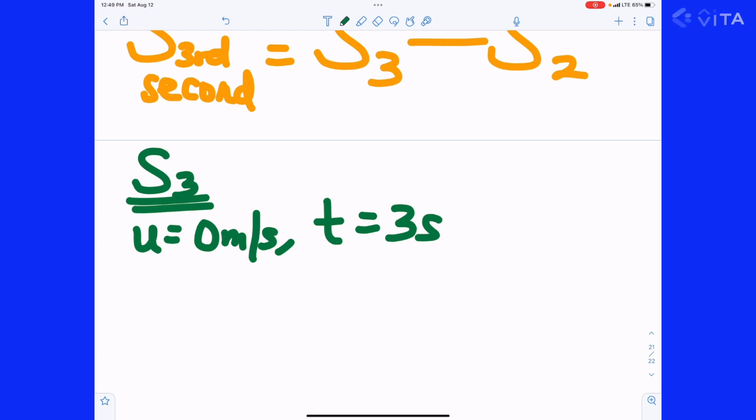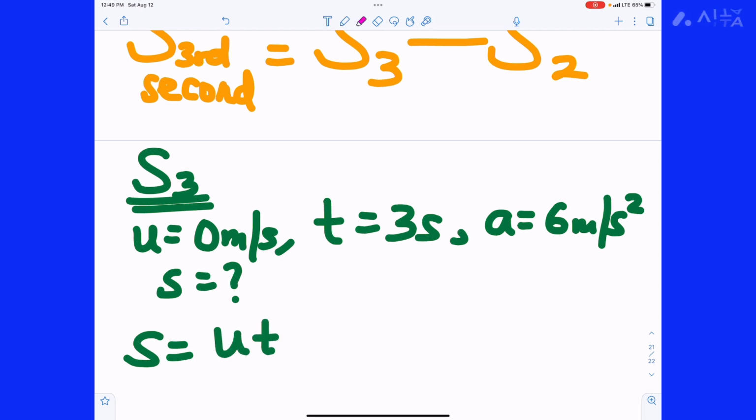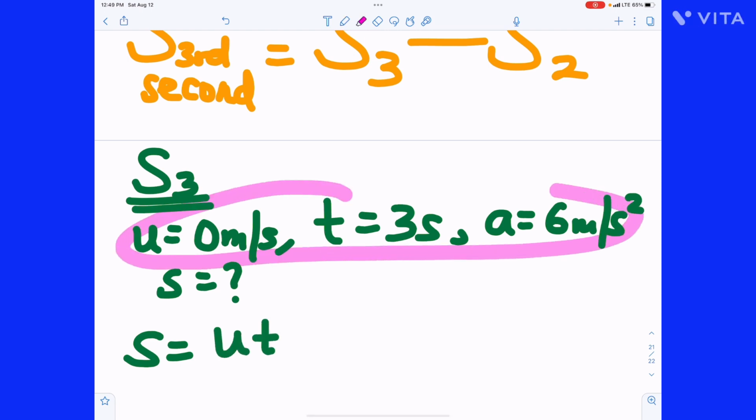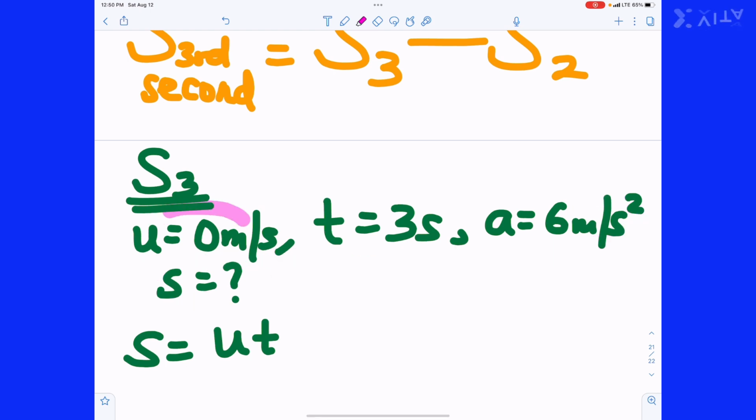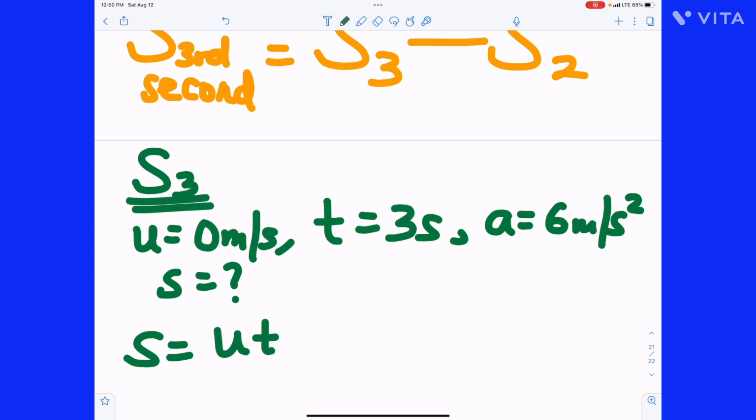So initial velocity is 0. Time is 3 seconds. Acceleration is 6 meters per second squared. So S is what? S is UT. The formula connecting U, T, A, and S is the third equation of motion.